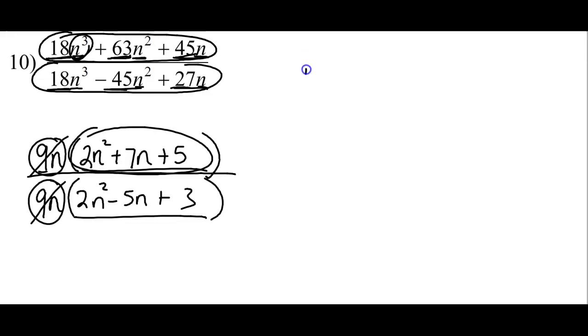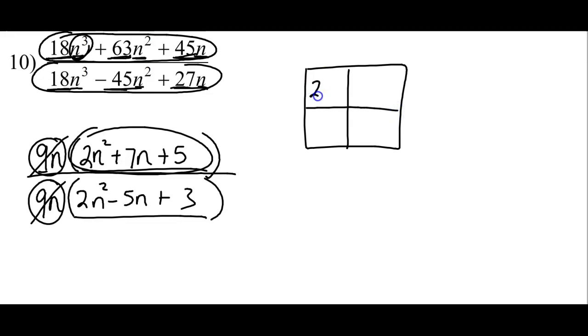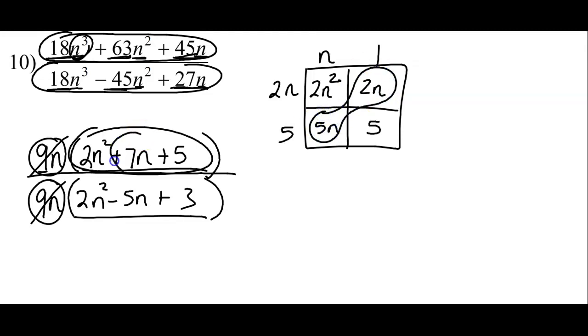We have 2n squared goes right here, and 5 goes here. Now, 2n times n makes 2n squared. 5 and 1 makes 5. Let's see if that works. Do these add up to make the middle? Yes, they do. So there's my answer for that one.